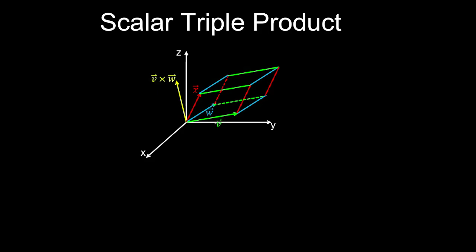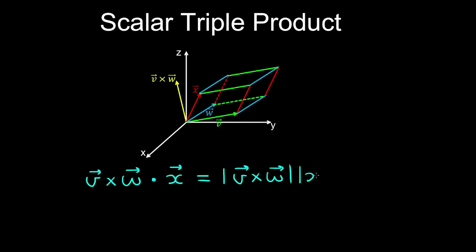The scalar triple product between three vectors. So for example, we have v cross w, and we take the dot product between a resultant vector and another vector x. So this results in a scalar, which using the definition of the dot product is the magnitude of v cross w by the magnitude of x by cosine of the angle between both vectors.